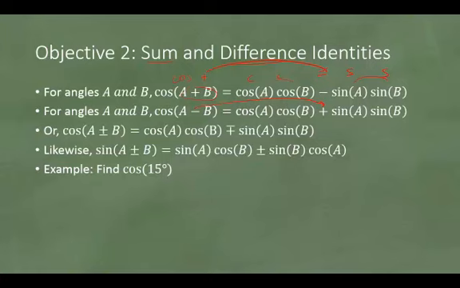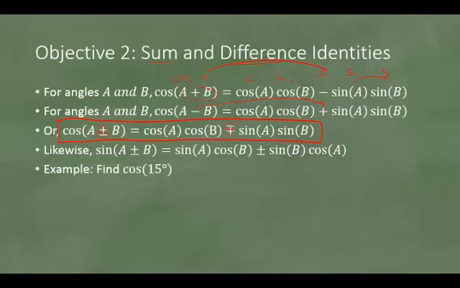Cosine of A minus B is cosine of A cosine of B plus sine of A sine of B. Cosine cosine of different angles plus sine sine of the different angles. A shorthand way of writing both of those is to use the plus or minus symbol. Cosine of A plus or minus B is equal to cosine of A cosine of B minus or plus sine of A sine of B. In other words, this plus goes with that minus, and this minus goes with that plus.